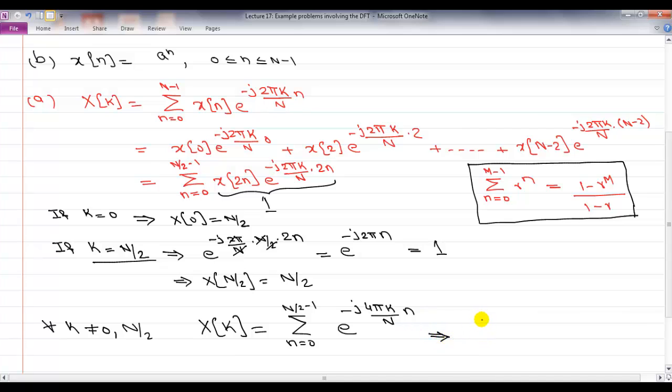So this means that my summation, if I use the geometric series formula, I get 1 minus e to the minus j 4 pi k over capital N. How many terms do I have in the summation? N by 2. So N by 2 divided by 1 minus e to the minus j 4 pi k over N.